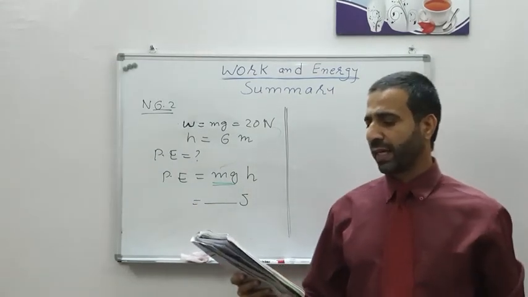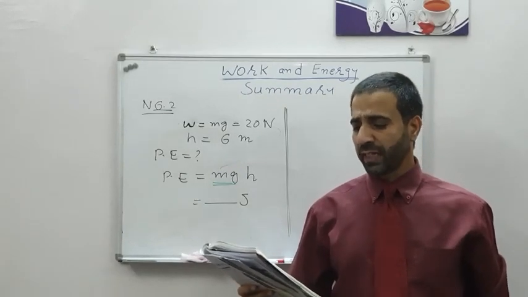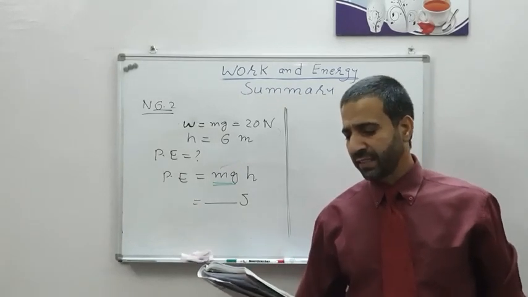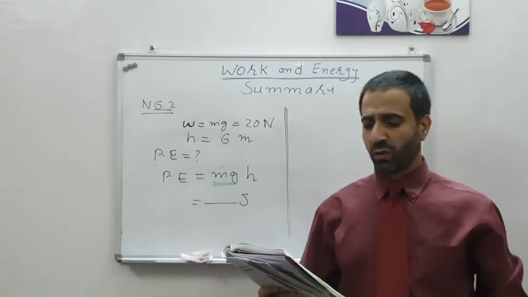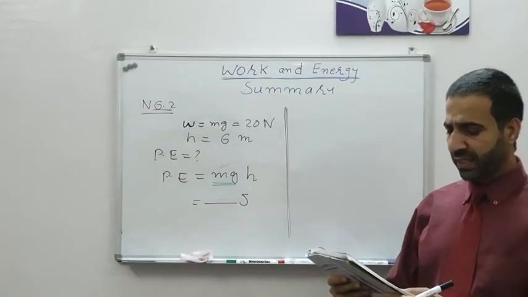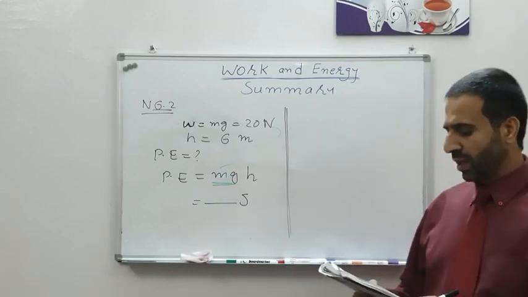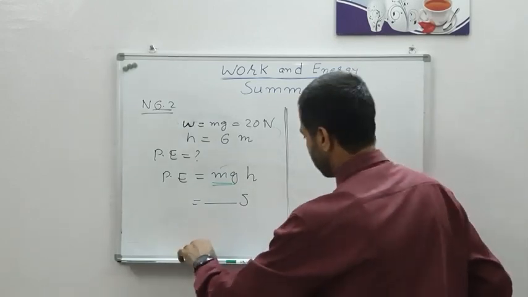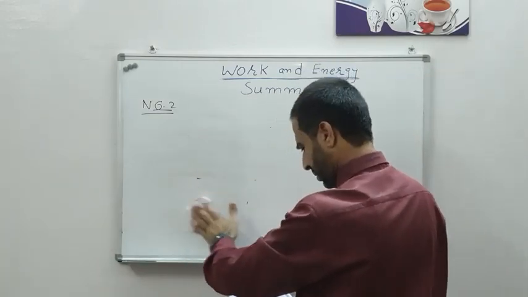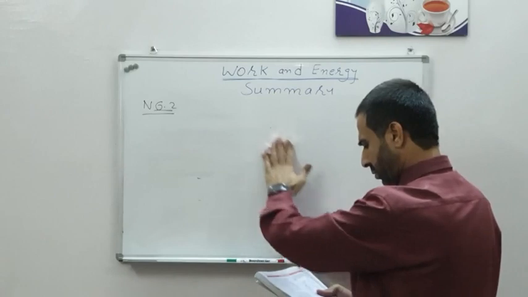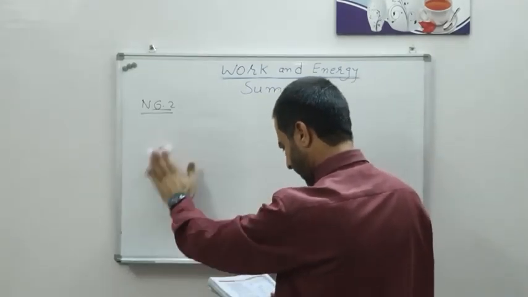A car weighing 12 kilonewton has a speed of 20 meter per second. Find its kinetic energy. So the force is given, the speed is given, and they ask you about the kinetic energy. Sorry, the weight of the car is given.